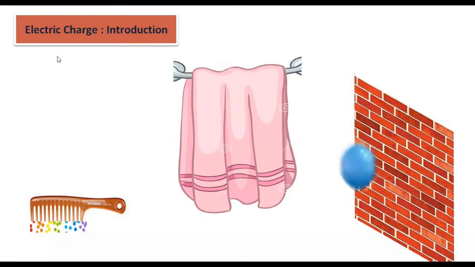Here comes the concept of electric charge. Basically, these objects, the balloon in the first case and the plastic comb in the second case, are getting electrically charged. When the balloon was rubbed on the towel, it was electrically charged by rubbing. Similarly, when the comb was rubbed on your hair, the comb got electrically charged. Now, you might be curious to know, what do we mean by electrically charged? What is this charge?